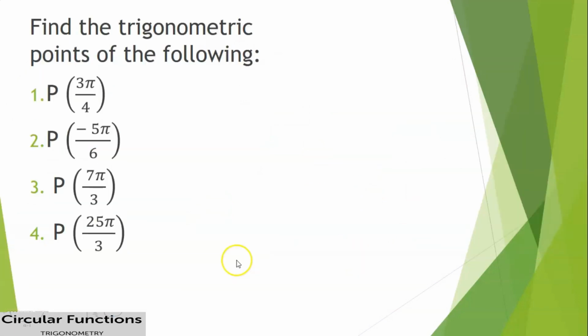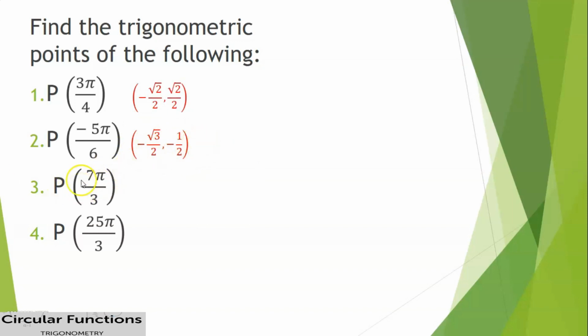Okay, find the trigonometric points of the following. For number 1, this is 3 pi over 4, a multiple of 45 degrees, and 3 pi over 4 is located in the second quadrant, so the coordinates here would be negative square root of 2 over 2 and square root of 2 over 2. For number 2, negative 5 pi over 6 is a multiple of 30 degrees, located in the third quadrant. So the coordinates here would be negative square root of 3 over 2 and negative 1/2.